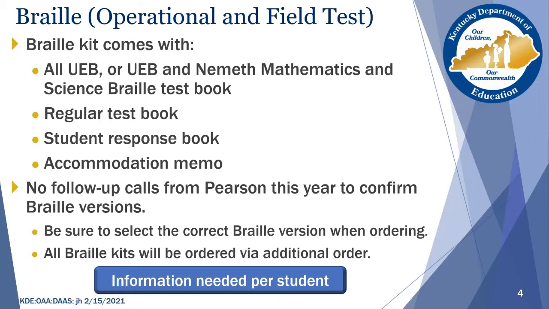In years past, you just marked how many Braille kits you wanted, and Pearson staff would call and ask what Braille form types you desired. This year, it's on you. Districts must select exactly what they want in regards to UEB or UEB, Nemeth Math, and Science.